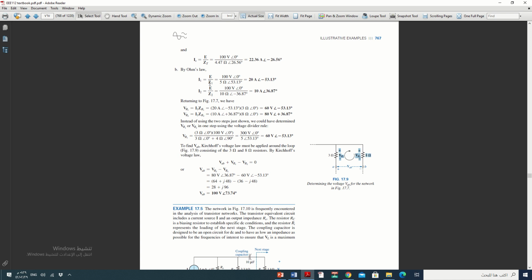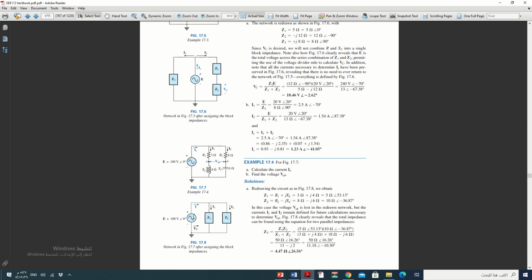I1 is the voltage divided by Z1. Okay, you will get this answer. I2 is the voltage divided by Z2. Why divide the voltage by Z2 and by Z1? If you go back to the circuit, this voltage is parallel with Z1 and parallel with Z2, and we know that the voltages in a parallel circuit are equal.